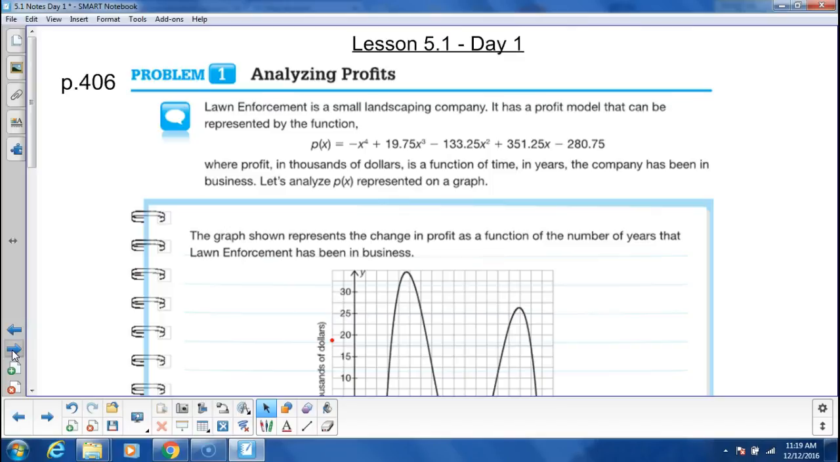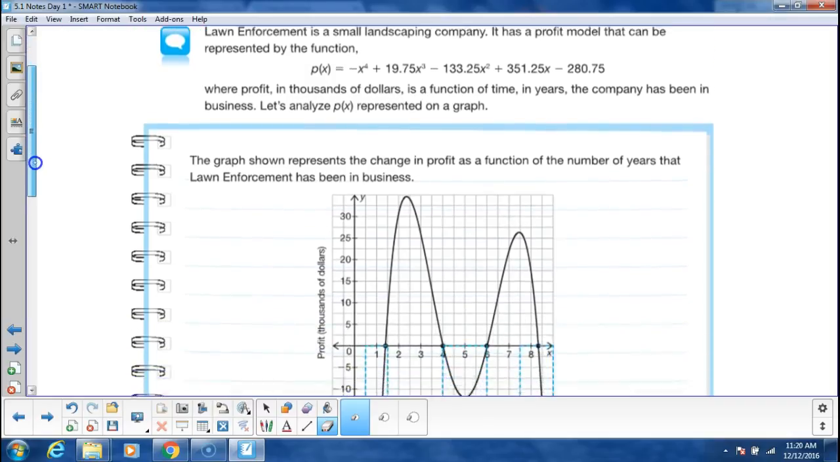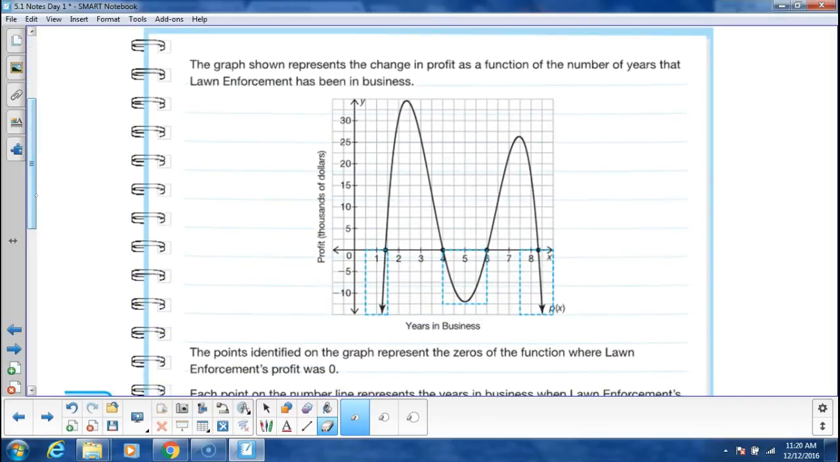We're going to be on page 406. Law Enforcement, love the names that the book comes up with. Law Enforcement is a small landscaping company, has a profit model that can be represented by the function P of X. I'm not even going to read off what P of X is. You guys can read. Where profit, in thousands of dollars, is a function of time in years the company has been in business. Let's analyze P of X represented on the graph. So there is the graph of P of X.